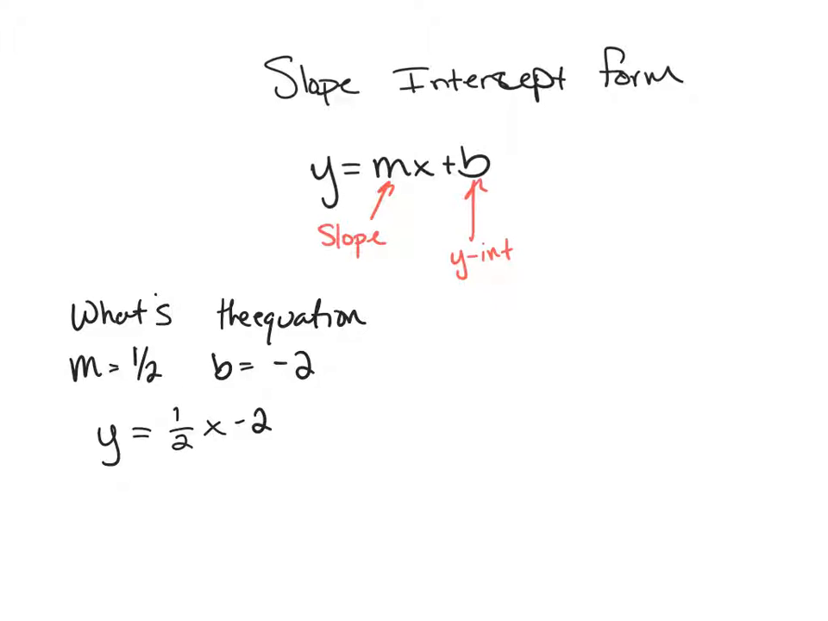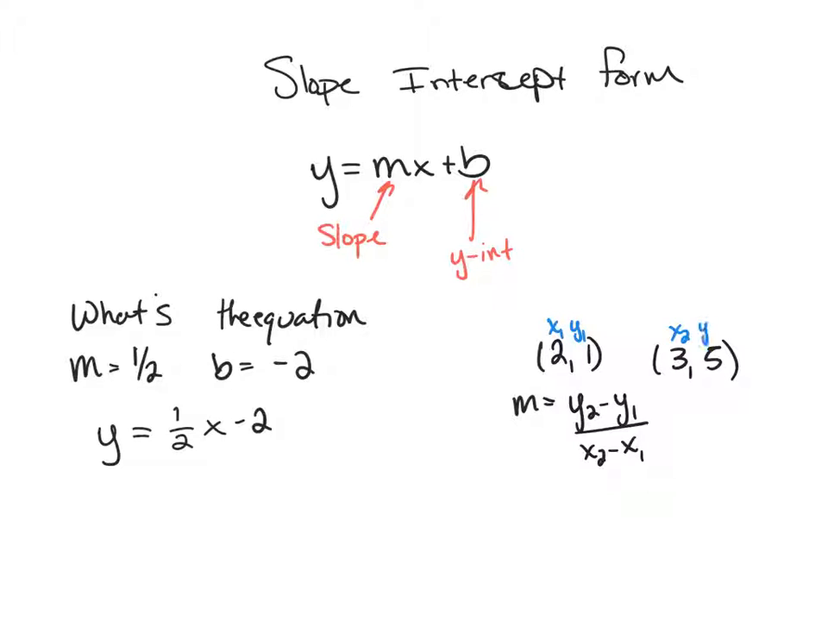The other way we talked about is, what if they gave me 2 points? What if they said I have a point through 2, 1, and another through, let's just say 3, 5? What's the equation of that line? So the first thing I have to do is remember that slope formula: y2 minus y1 over x2 minus x1. Remember we talked about labeling this stuff as x1, y1, x2, y2, because I first have to find my slope.